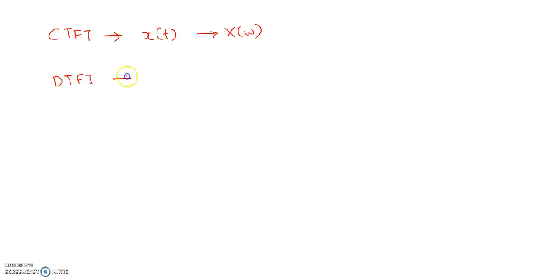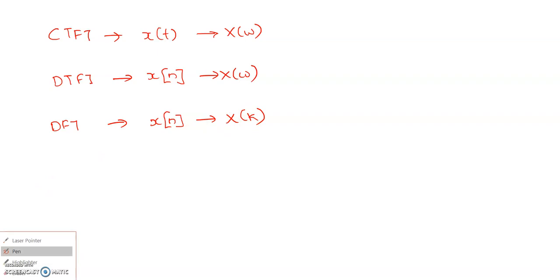DTFT converts x of n to x of omega, and DFT converts x of n to x of k. Now let's take a look at what each of these signals is doing. So x of t, as you already know, is continuous in nature, and x of omega will also be continuous in its signal form. x of n is discrete, meanwhile x of omega is continuous, and x of n is discrete, x of k is discrete.